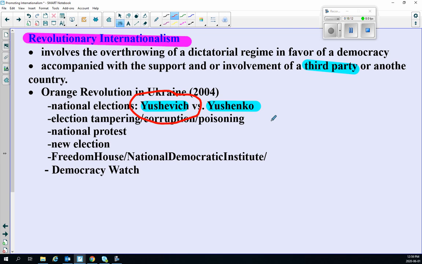The people of Ukraine protested. There was a virtual revolution, and the government that won by cheating basically had to call a new election. And with the help of Freedom House, Democracy Watch, and so on, the right guy won the next election. And Ukraine finally got its democracy. But there you go again. That is revolutionary internationalism. A third party coming in, supervising the election, making sure it's honest, and making sure that the right person wins. The guy that should win does win. By the way, Freedom House and Democracy Watch are non-governmental organizations.